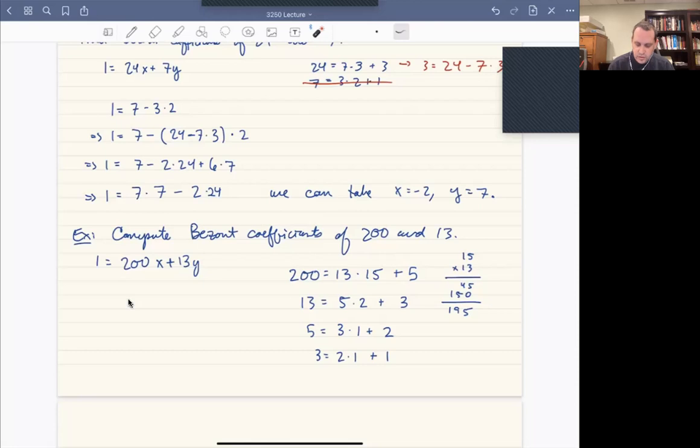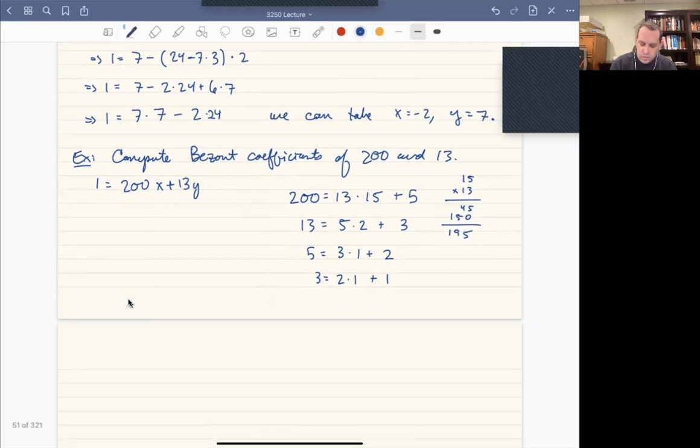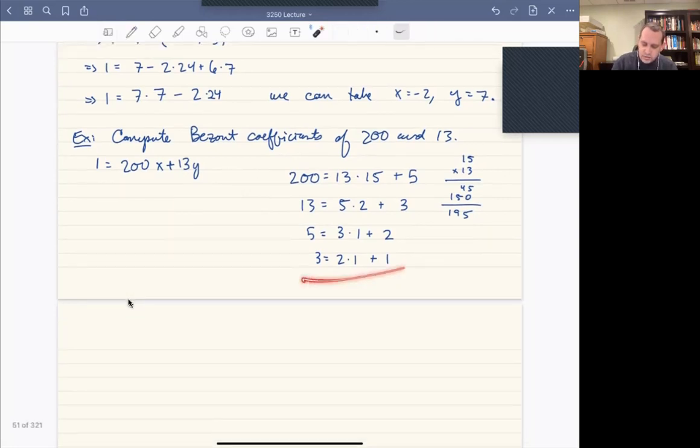Okay, and so what we can do now is we can walk backwards through this process and find the Bézout coefficients. So we're going to start with our last equation, and that's 1 is equal to 3 minus 2.